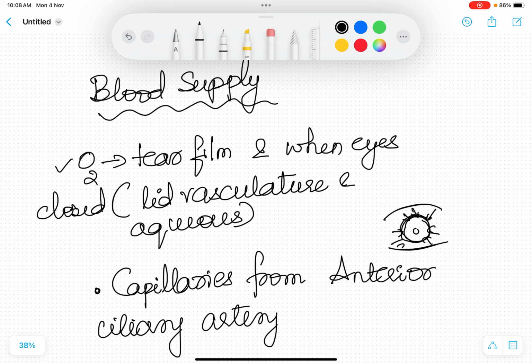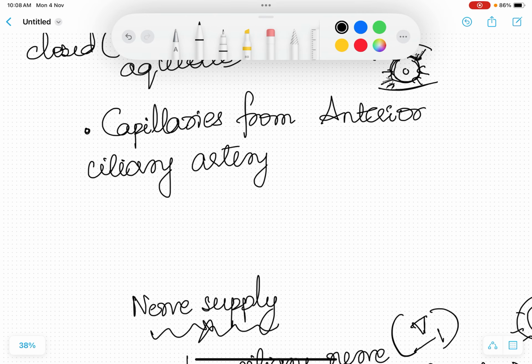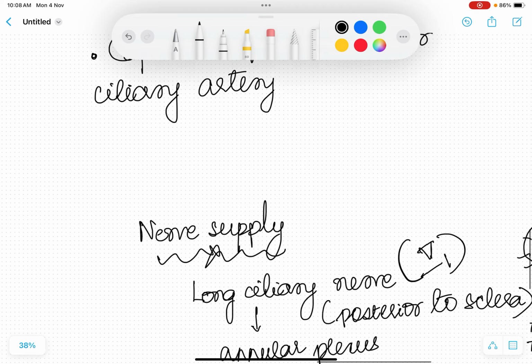And the blood supply: the entire cornea is transparent, it does not have blood supply as such. But how does it receive its nourishment? This is basically from the capillaries derived from the anterior ciliary artery, which pierce the perichoroidal space and pierce the sclera just at the limbus. So these capillaries supply the cornea. The nutrients from the capillaries diffuse and supply the cornea.